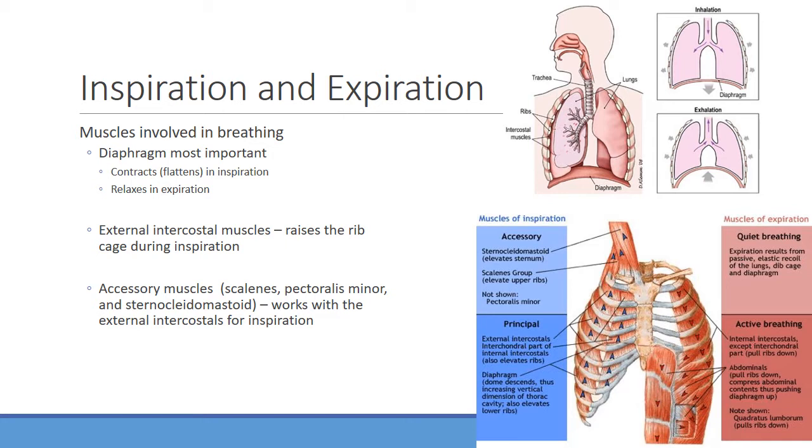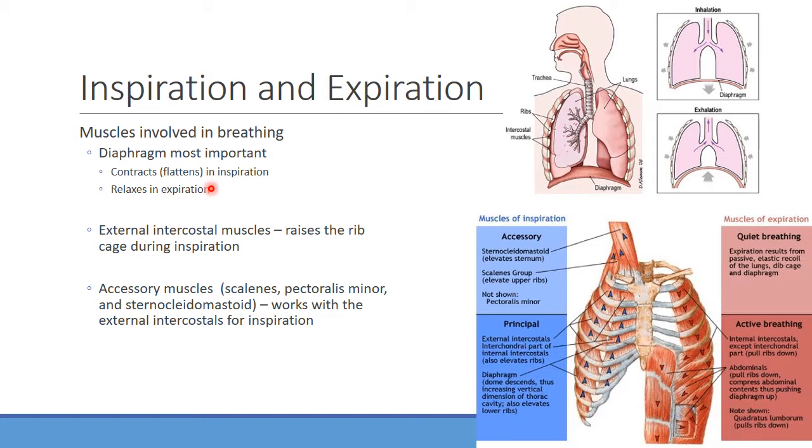Looking at inspiration and expiration, the muscles involved here. The diaphragm is going to be the most important when you're just breathing quietly at rest. This is primarily the only muscle you're going to be using. Contraction flattens it and pulls in the lung volume. It's going to increase that, and then just relaxing causes expiration. Right? You're going to be causing that elastic recoil.